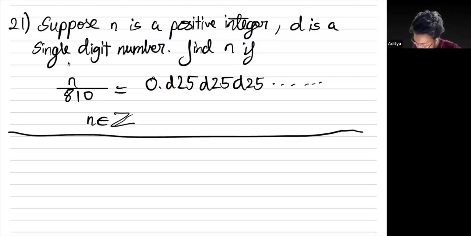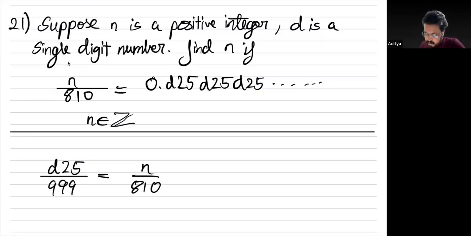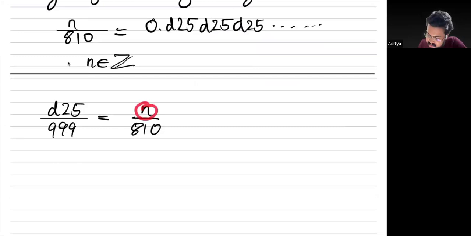I'll halfway solve this question and then I'll leave you guys to figure the rest out. So here, this is an infinitely repeating decimal expansion, d25. So I will always consider that d25 upon 999 is equal to n upon 810. Now, why exactly is it 810 over here? Why not any other number? The reason is that there is something special about this number n. It cannot be any particular integer. It has to be divisible by 30.